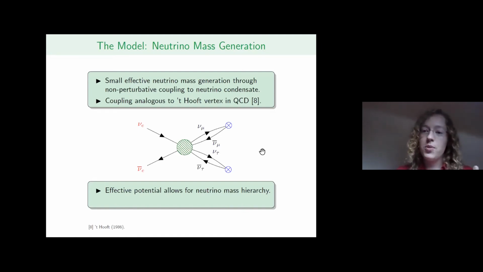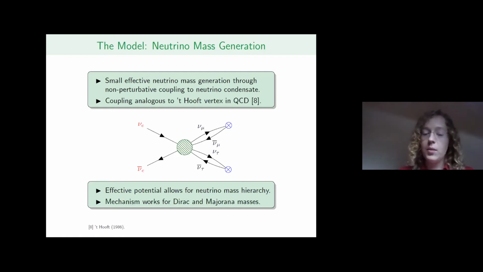So we can't make a prediction precisely for how the mass structure should look, but we can allow for this hierarchy. And in particular, because this gravitational origin of the mass is fundamentally different from the mass generation of the other fermions in the standard model, we would expect that we get a large mixing in the neutrino sector compared to the quark sector. And this is something that we actually observe in nature.